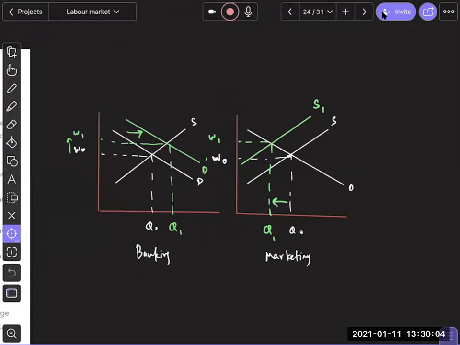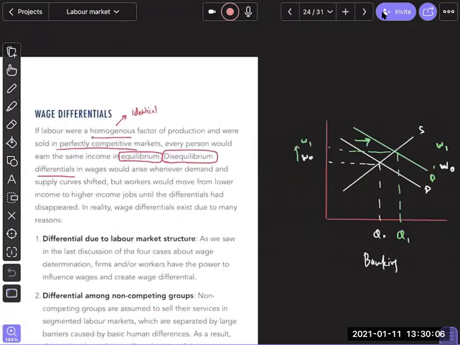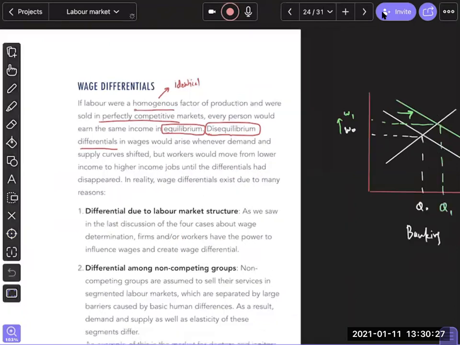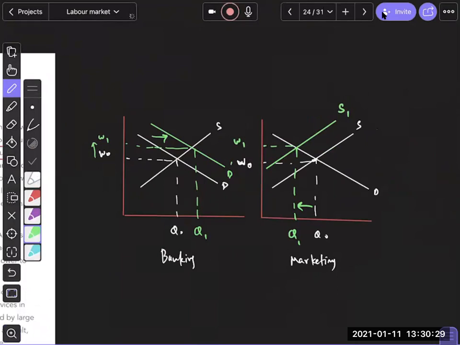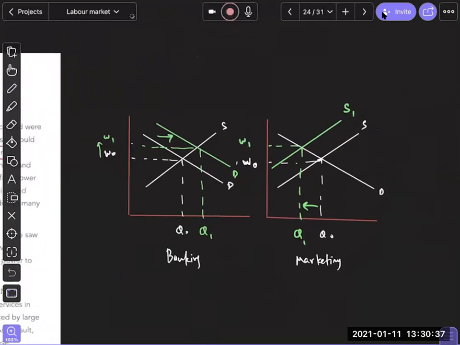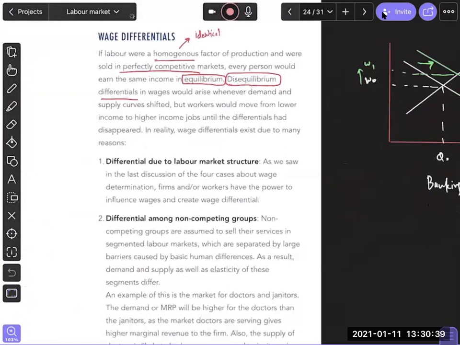So if you look at this, guys, this is what we wrote here: disequilibrium differential in wages would arise whenever demand and supply curves shifted, but workers would move from lower income to higher income jobs until the differential had disappeared. In reality, you will not see this happen. There are many reasons, but in theory, we say perfect competition may only see wage rate differences in disequilibrium, and that's why it's called disequilibrium differential.